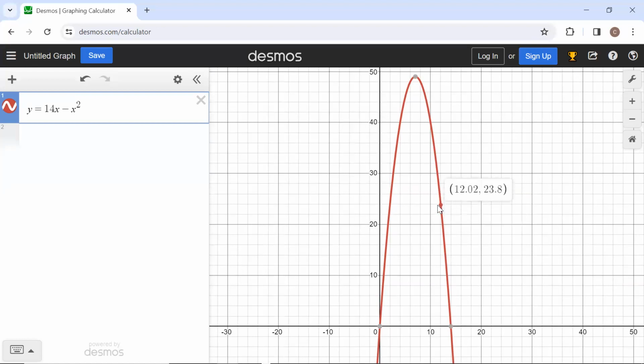So 12 over here, you see the y coordinate is 24. 24 is less than 48. So outside 4 and 2/3, greater than 4 and 2/3, it doesn't work. So I hope you can appreciate the solution.